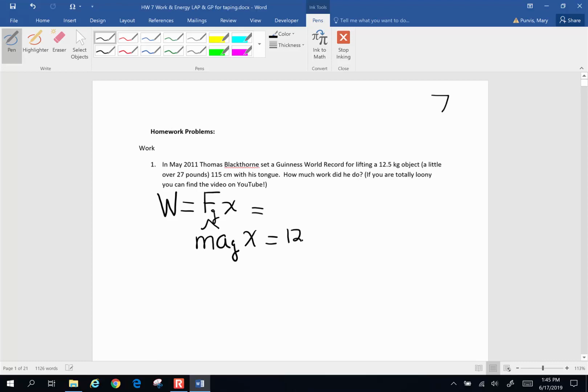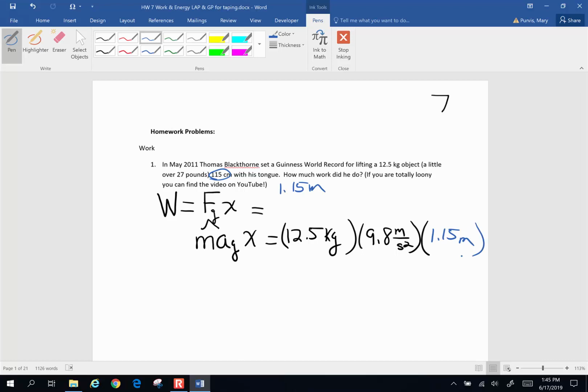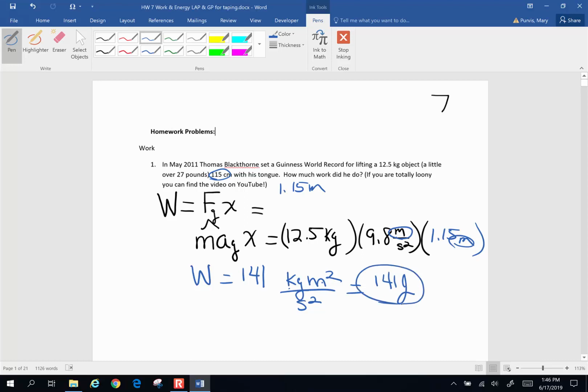So this is going to be 12.5 kilograms. To convert it from a mass to a weight, we have to multiply that by 9.8 meters per second squared. And a displacement of 115 centimeters, but we want MKS units, so that's going to be 1.15 meters. Throw that in a calculator, 12.5 times 9.8 times 1.15. And if I keep that in sig figs, I end up with 141. Let's take a look at the units here. I'm going to end up with a kilogram times meters squared, divided by second squared. Kilogram meter squared divided by a second squared is a joule. So 141 joules of work were done.